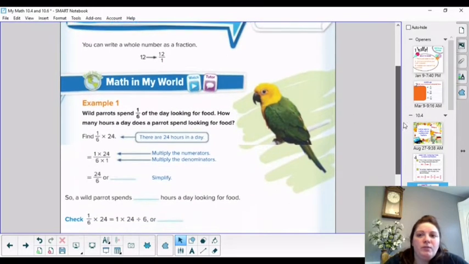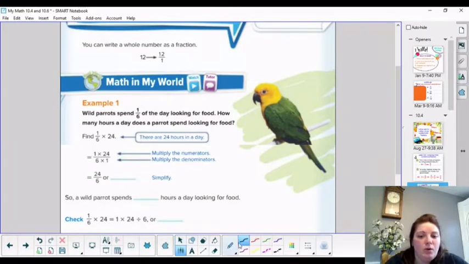So you can write a whole number as a fraction. I showed you this earlier. So we have our 12 is the same as 12 over 1. Example 1. Wild parrots spend 1/6 of the day looking for food. How many hours a day does a parrot spend looking for food? You need to know something. You need to know that in a day, there are 24 hours. So there's actually a small conversion that we have to do in this problem. You had to convert a day into hours. So that's how we get the 1/6 times 24.